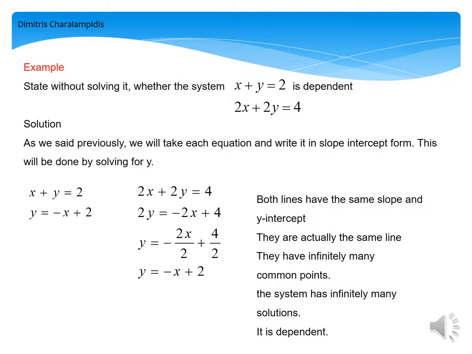Thus, they are actually the same line, as we can clearly see in front of us. This means that they have infinitely many common points, and that, for our system, means that it has infinitely many solutions. Therefore, it is what we call a dependent system.